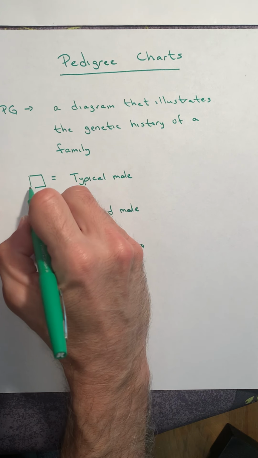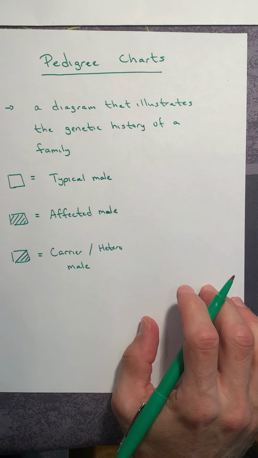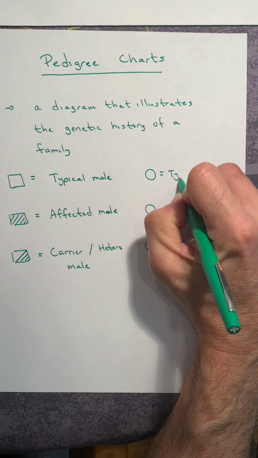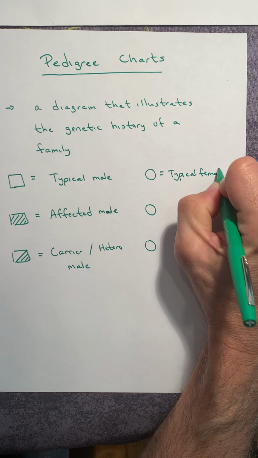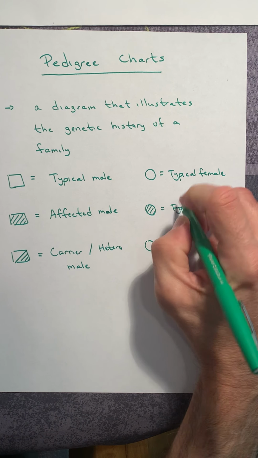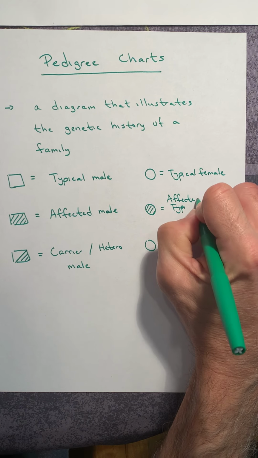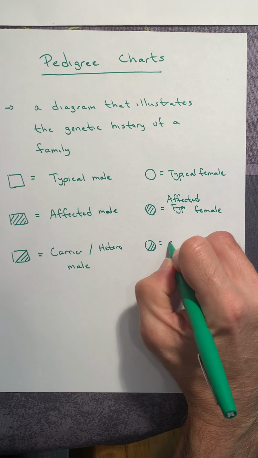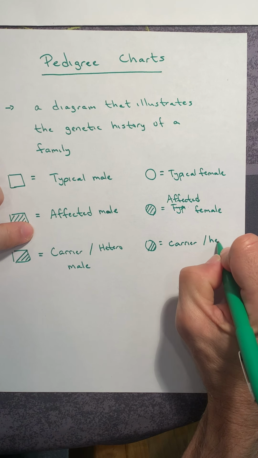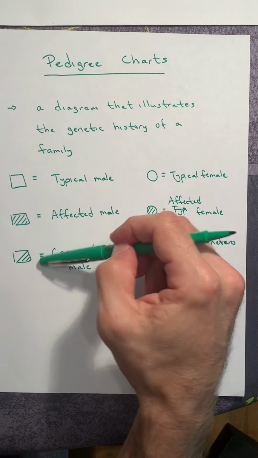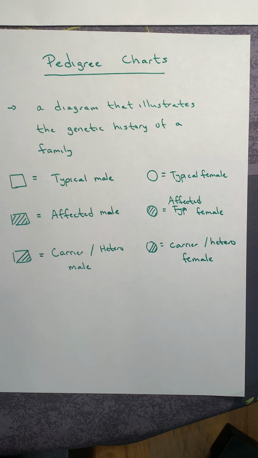Okay, females. Females use the same shading or non-shading, except for females, we use circles, like such. So this would then be a typical female. Whereas if you shade it in, that is an affected female. Whereas if you only shade in half, that's your carrier or your heterozygous female. Okay? So you have three choices for males and females. And then if it's a female, it's a circle. And if it's a male, it's a square.